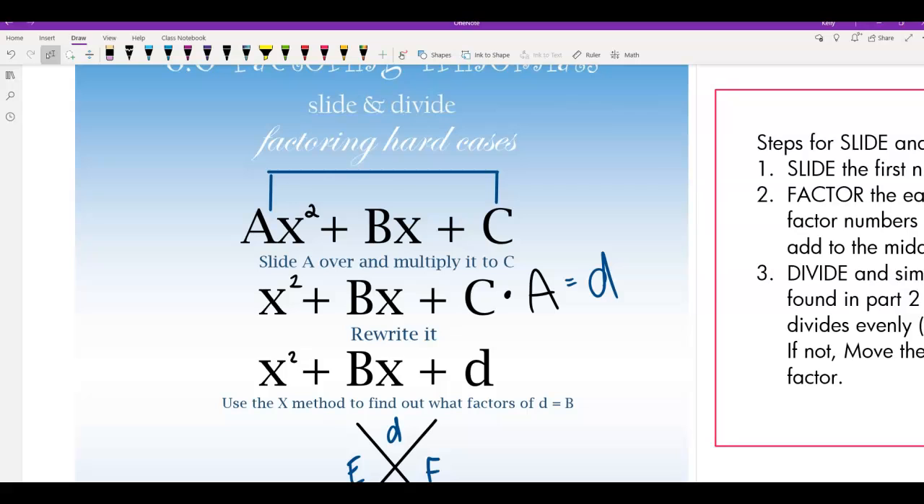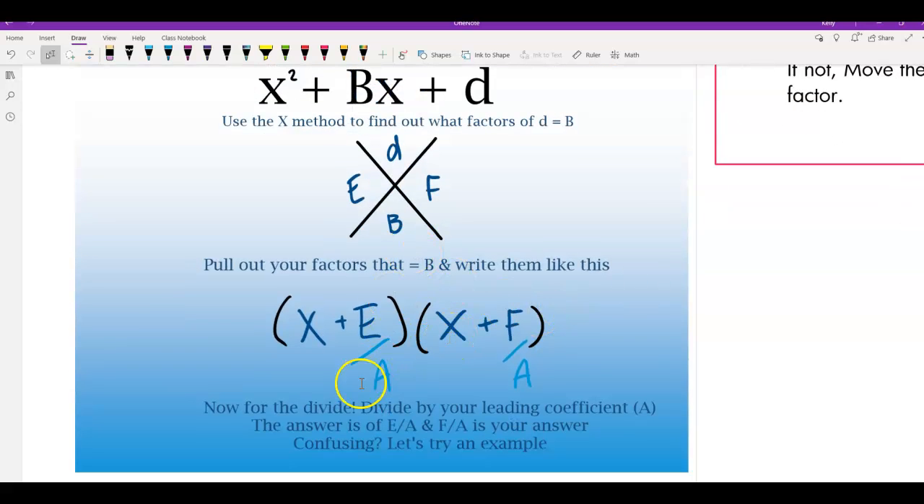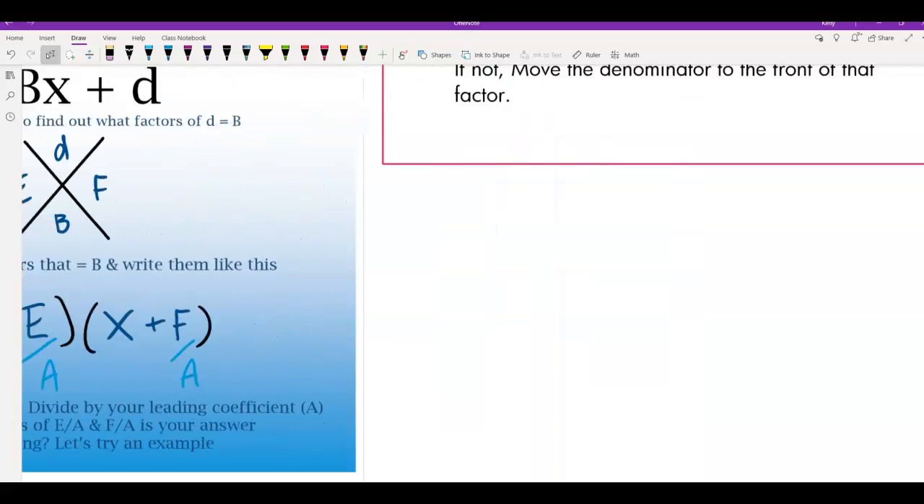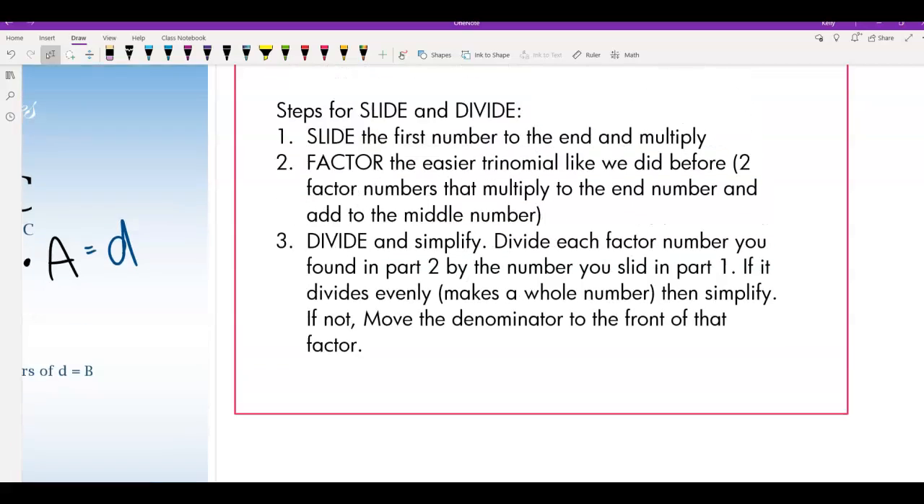If you have any number in front of your x squared, you're going to slide that down to the end and multiply them. That gives you a new number at the end. You go through and factor that like you normally would with your new number. And then when you've factored, you're going to go back and undo the sliding by dividing by that first number again. I also wrote the steps out in a different way if that makes sense to you over here. Whichever version makes sense, they're the same steps.